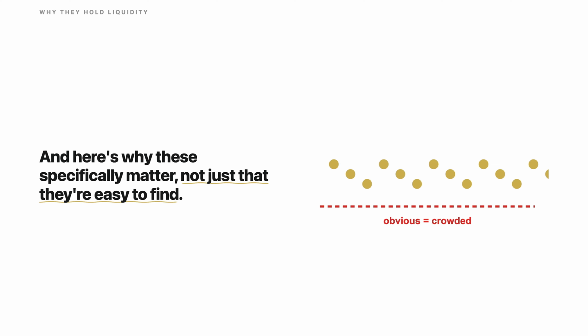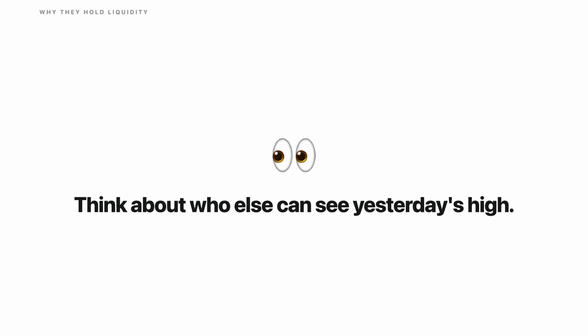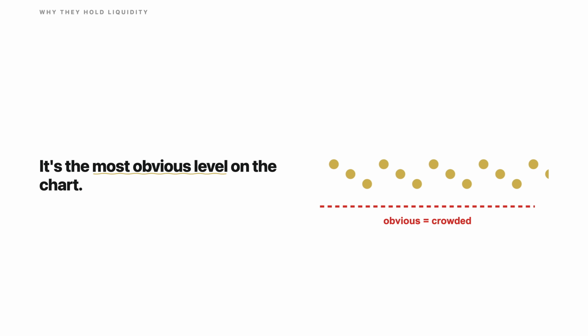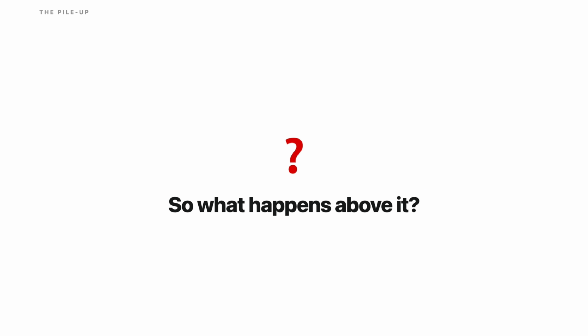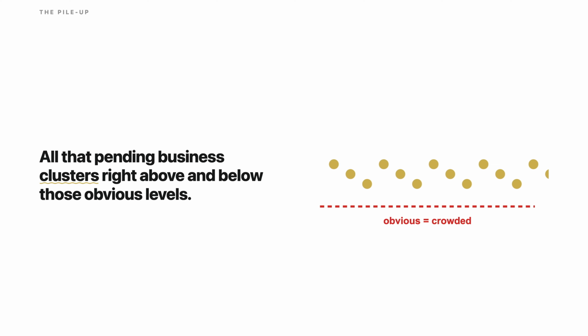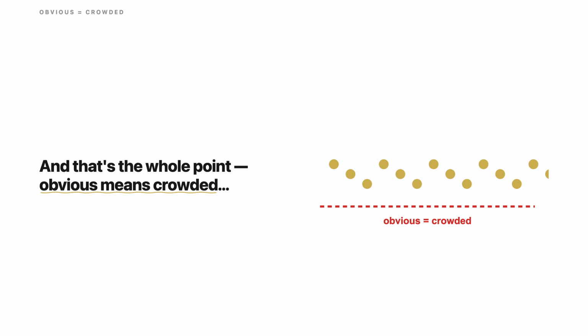And here's why these specifically matter. Not just that they're easy to find. Think about who else can see yesterday's high. Everyone. Every trader watching the market. Every algo. Every fund. It's the most obvious level on the chart. So what happens above it? The stop losses pile up, breakout orders pile up, all that pending business clusters right above and below those obvious levels. And that's the whole point.